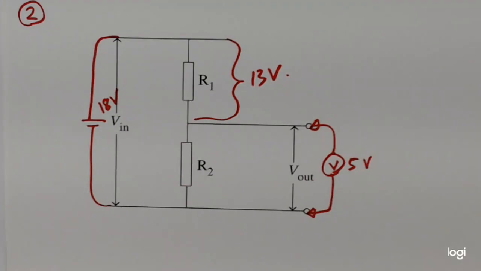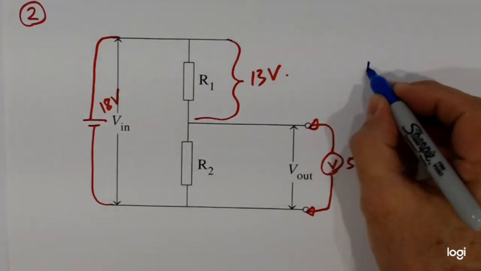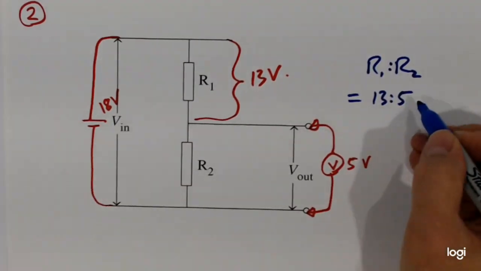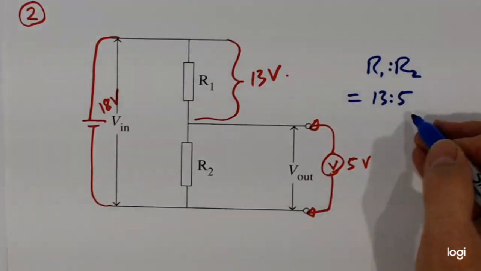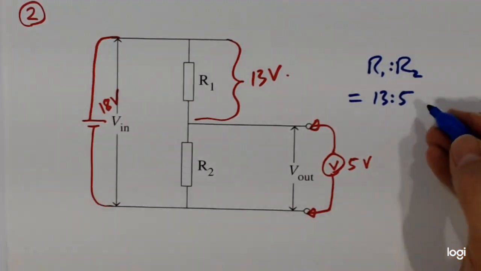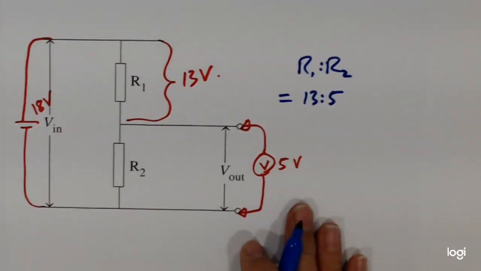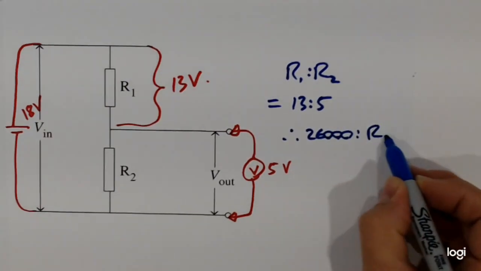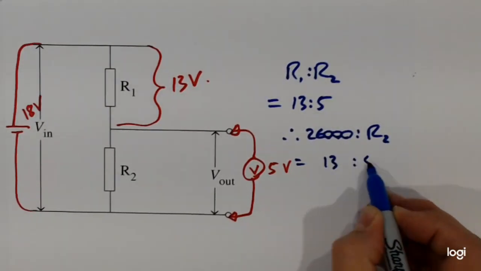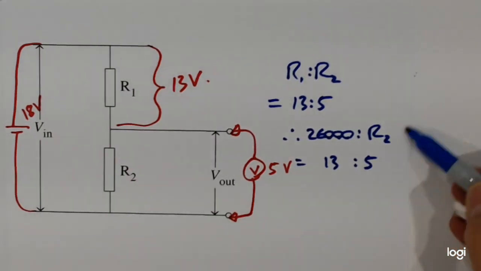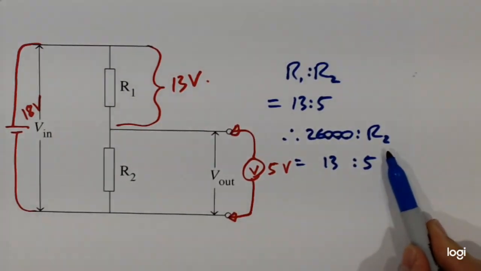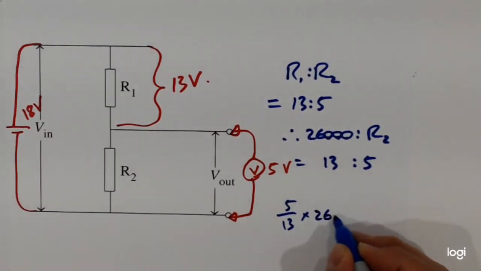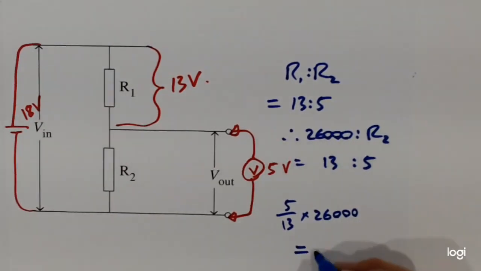So this is how you say it. R1 to R2 is 13 to 5. And they've told you the value of one of them. They've told you that R1 is 26,000. So therefore, 26,000 to R2 equals 13 to 5. You basically just have to find out what that comes to. That's obviously got to be 5/13 of 26,000. 5/13 of 26,000 equals 10,000.